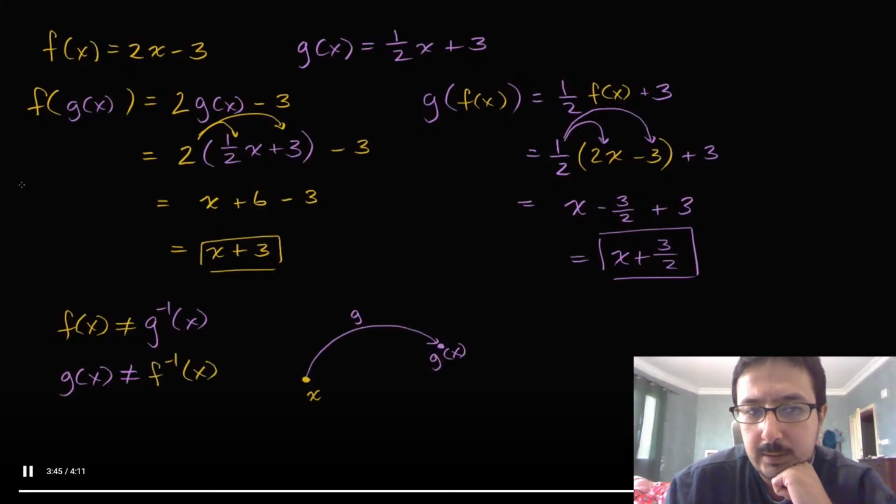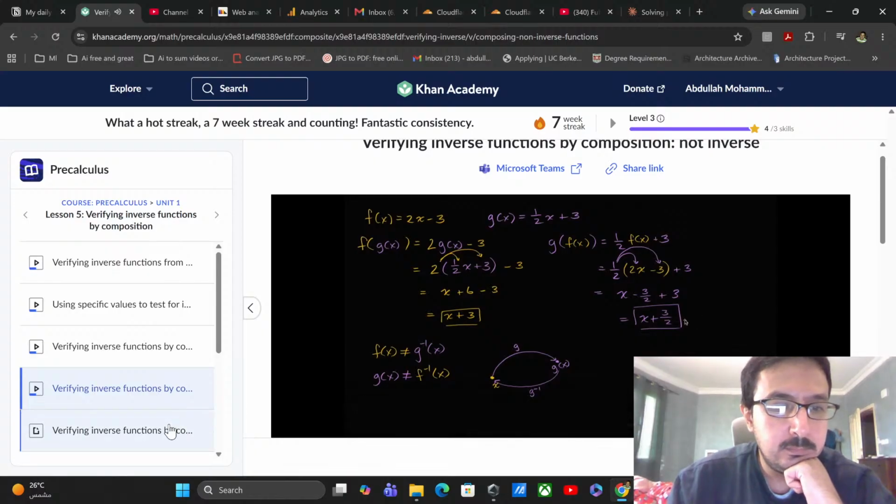We did not get back to the same place. We didn't get back to x, we got back to x plus 3. Same thing over here. We see that we did not get back to x, we got to x plus 3 halves. So they're definitely not inverses.